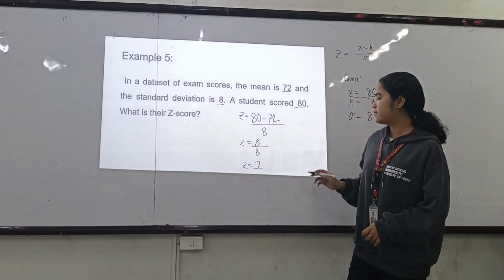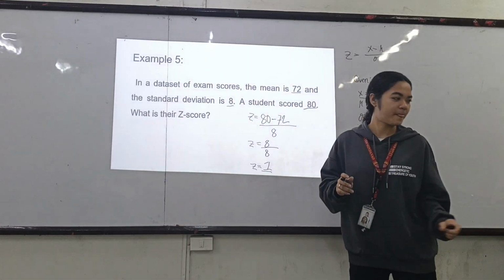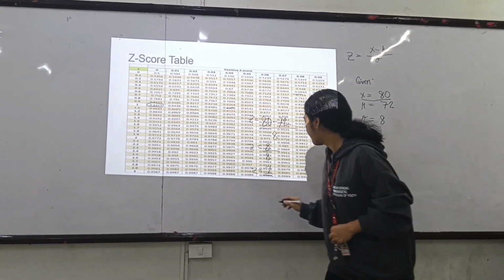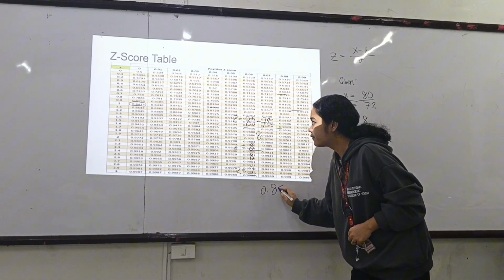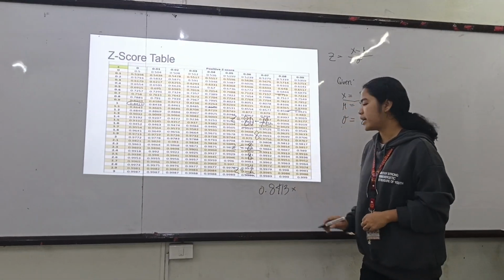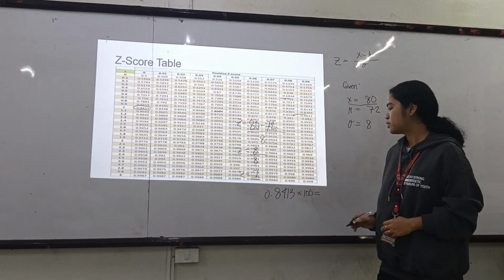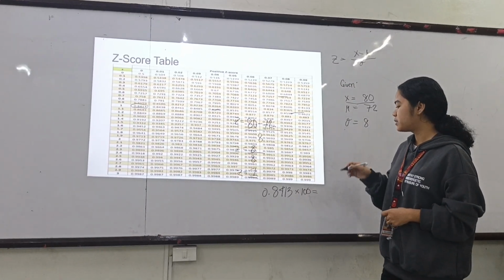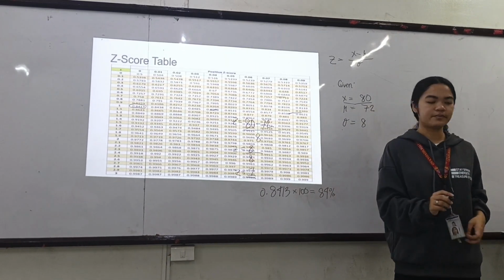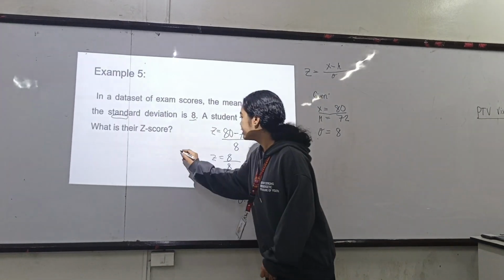So next, we need to find the value of 1 in the z-score table. So the value of 1 in the z-score table is 0.8413, and we need to multiply it by 100 to get the percentage of the z-score. So 0.8413 times 100 is equal to 84%. So the z-score is 84%.